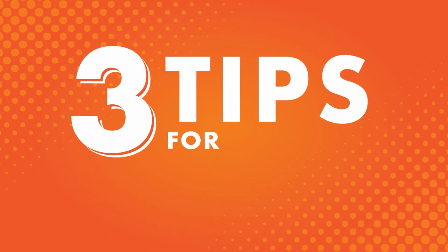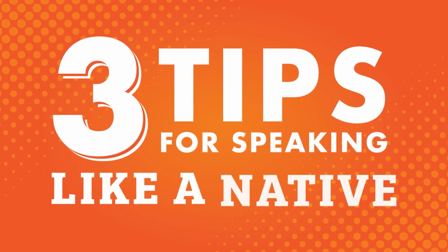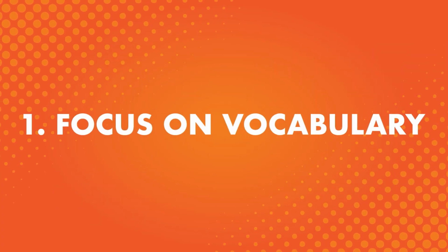Here are 3 tips to help you practice talking like a native speaker. Number 1, focus on vocabulary. If your goal is to speak like a native, you might be really focused on speaking quickly or using as many complex grammar patterns as possible. But in our native languages, we're not always trying to speak as fast as possible, and we use complex grammar patterns when necessary, not to show off.